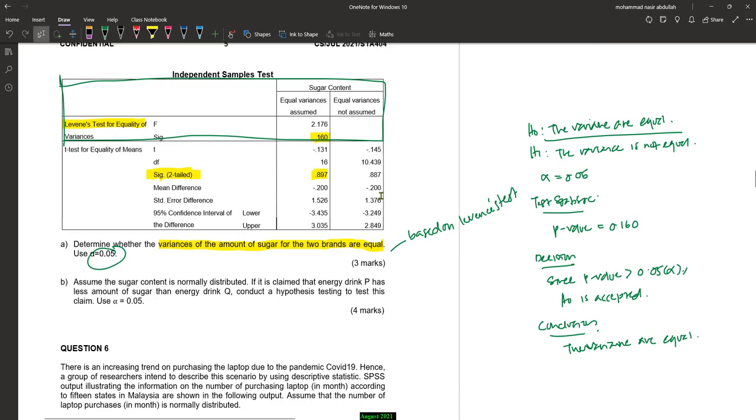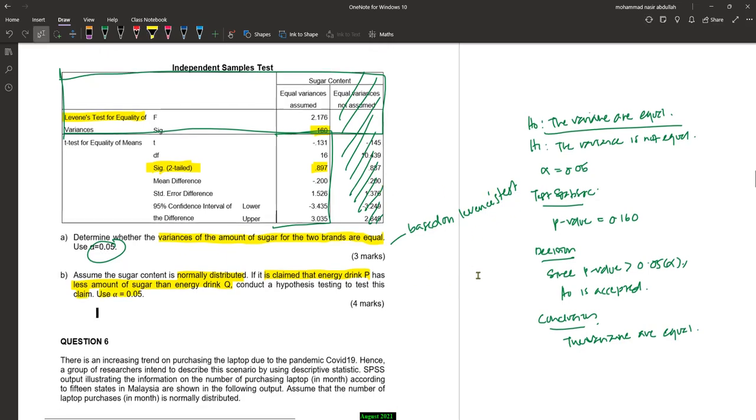So since the variances are equal, we will ignore the second column. We are focusing on the first column only for the next question. Assume the sugar content is normally distributed. If it is claimed that energy drink P has less sugar than energy drink Q, conduct hypothesis testing to test this claim. Use alpha 0.05.